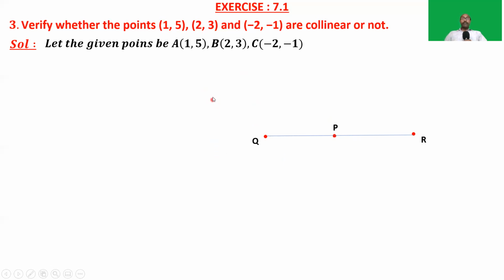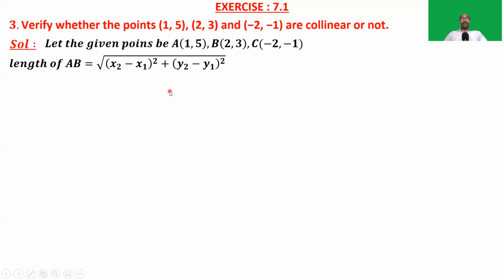Okay, so now we have to find the distances AB and BC and CA. Among these 3 distances, if the sum of two distances is equal to the third distance, then only these 3 points are collinear. Okay, like this, PQ plus PR is equal to QR. So now find the distance AB, that is the length of AB. And we know that the distance formula is under root (x2 minus x1) whole square plus (y2 minus y1) whole square. So now take A and B and use the distance formula.